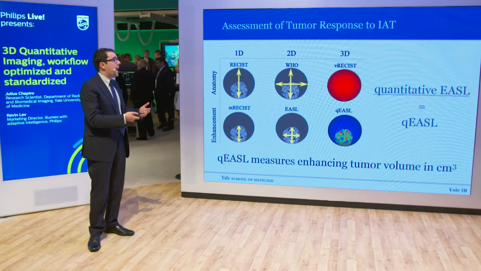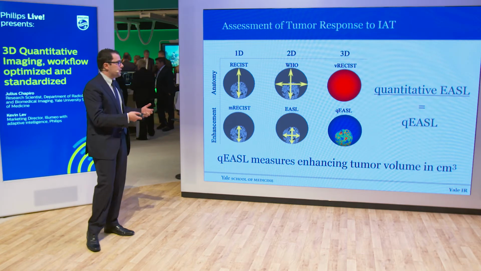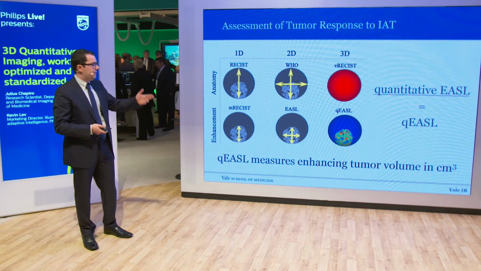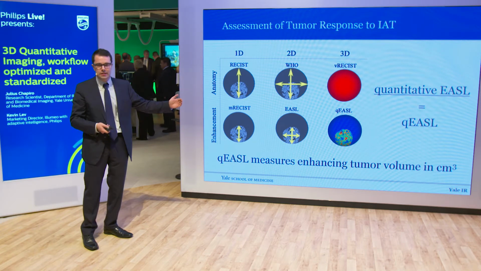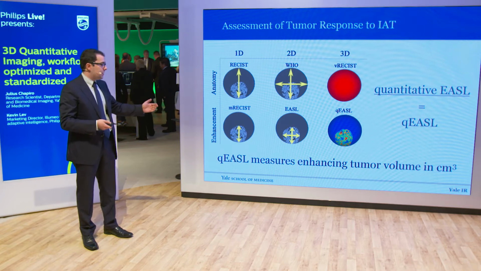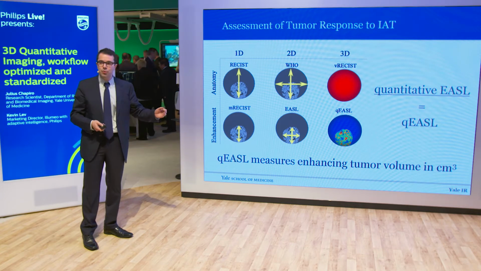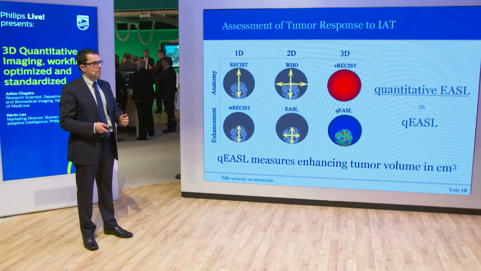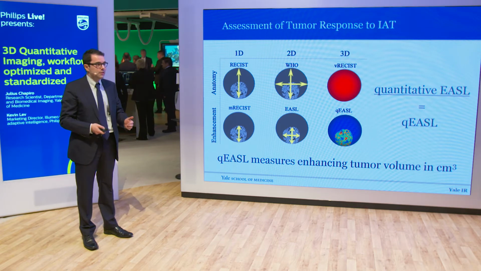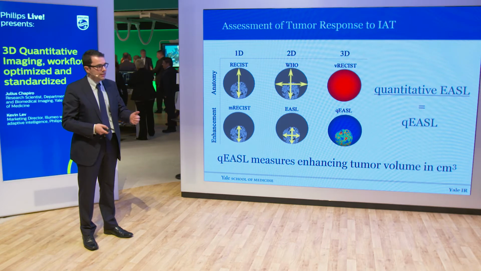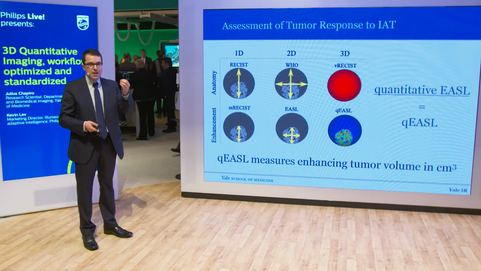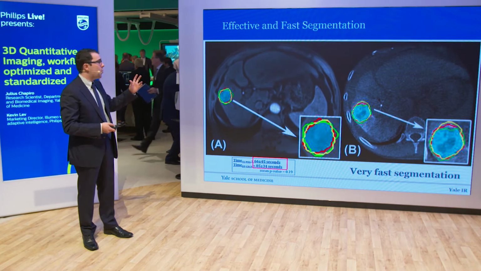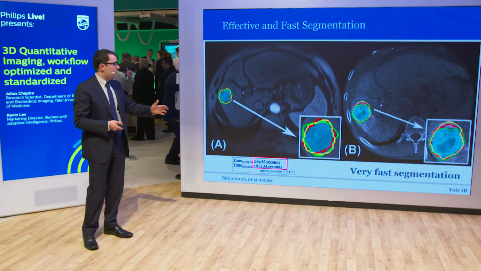And so we added, together with Philips and our research, new 3D quantitative assessment techniques, the volumetric RECIST and the quantitative EASL, which provides you a very scientific measure of the enhancing tumor volume measured in cubic centimeters. This is something that we've been working on and validating over the last 5 years, and it has become a product because it is very specific and provides you a very scientific value that no manual measurement can do.